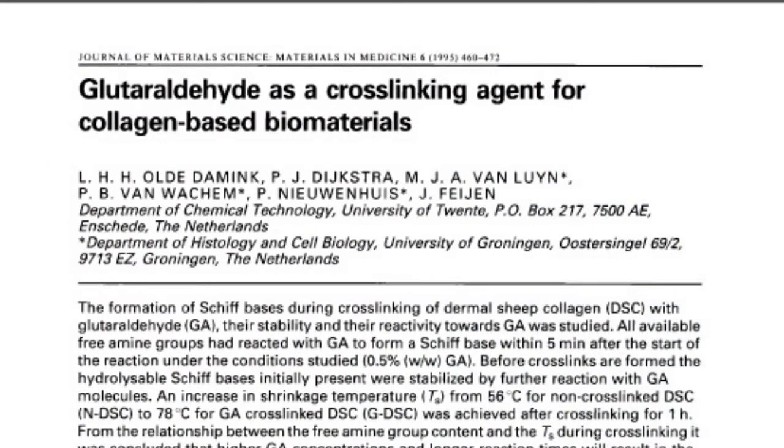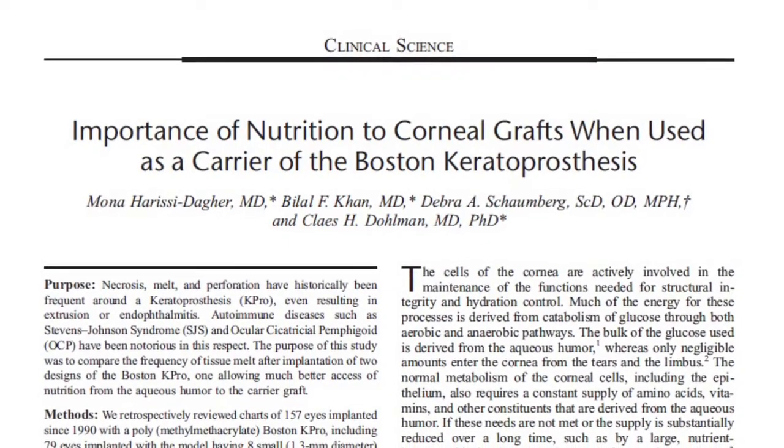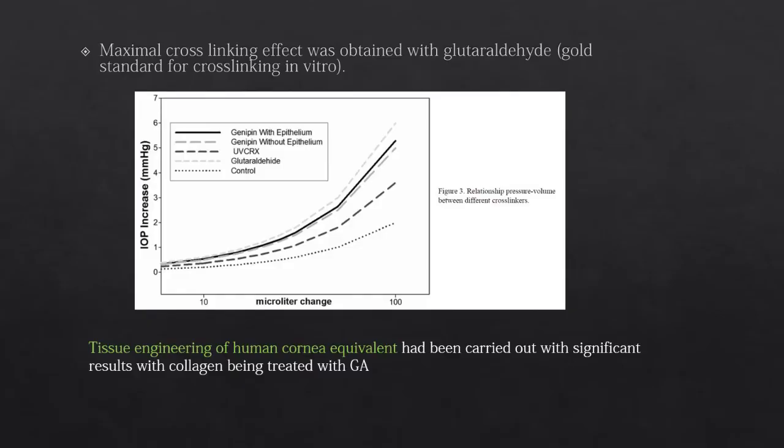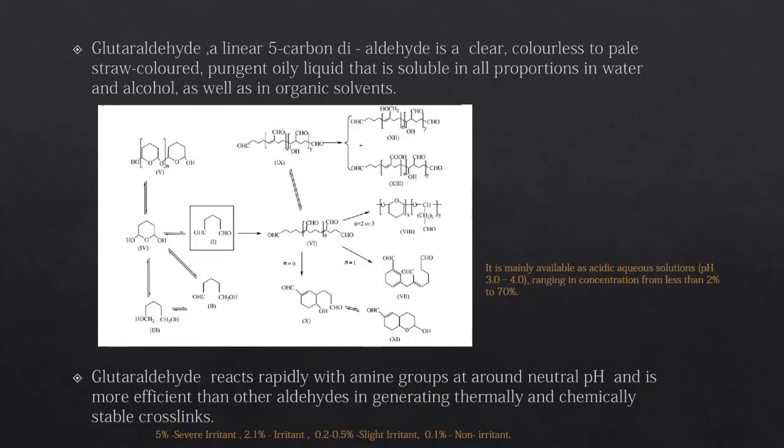Tissue engineering of human corneal equivalent has been carried out with significant results, with collagen being treated with glutaraldehyde. Studies comparing GA with other methods of cross-linking like genipin or collagen cross-linking showed that their cross-linking effect was nowhere near that of glutaraldehyde. Glutaraldehyde is a linear 5-carbon dialdehyde present in various concentrations ranging from 2% to 70%. After extensive research, we found that 0.5% glutaraldehyde had the maximum cross-linking effect.